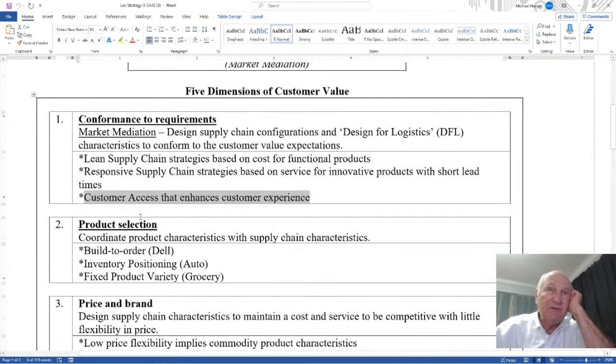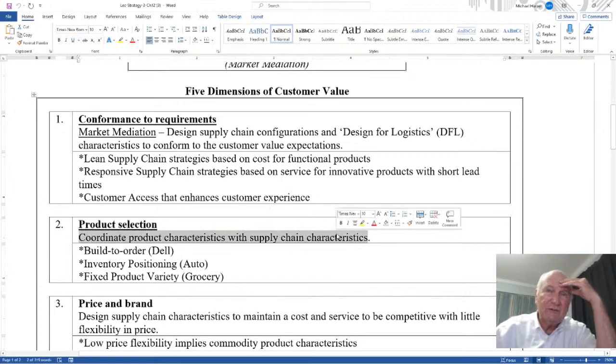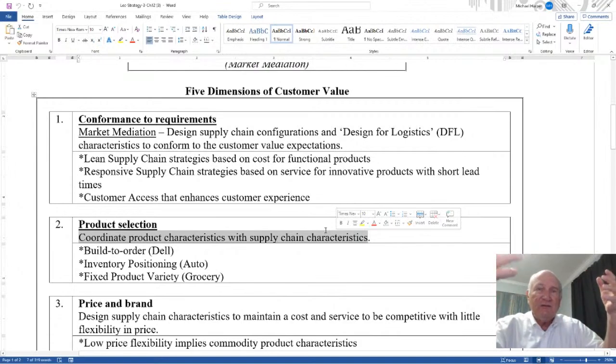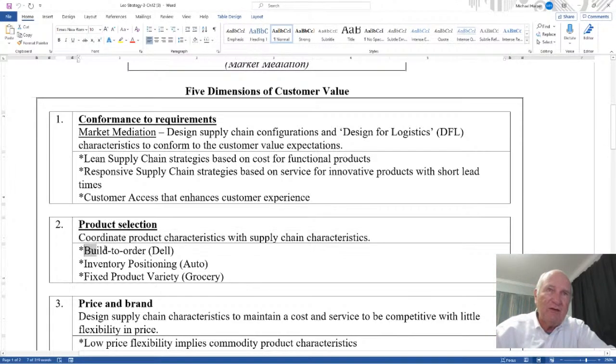Next dimension of customer value is product selection, product variety, product selection. You can have the variety, but the product selection. In other words, coordinate product characteristics with supply chain characteristics. The product and the supply chain need to be coordinated in order for the selection to be effective. For example, build to order, you can have manufacture to order, make to order, build to order, fabricate to order, assemble to order. Dell is build to order, so that it builds the system and then it delivers it. Automobile is inventory positioning downstream.